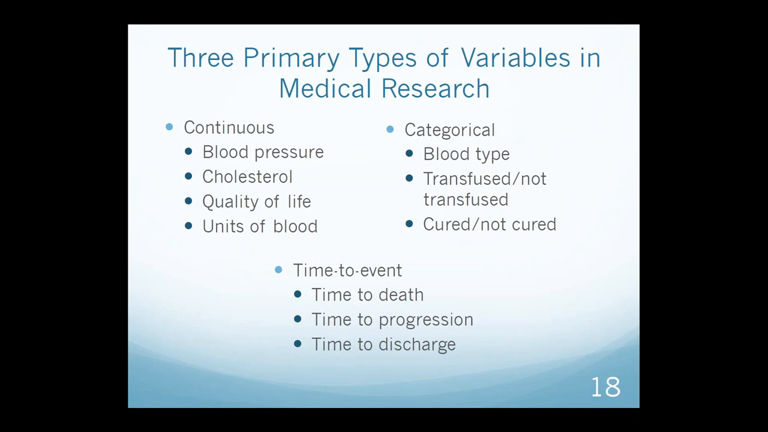So there are three types of variables we generally use in medical research. One is continuous variables. Examples of continuous variables are blood pressure, cholesterol level, quality of life, and units of blood, for instance. For categorical variables, we can say blood type is a categorical variable, transfused or not transfused is a binary variable, or cured or not cured is a binary variable. They are all categorical variables.